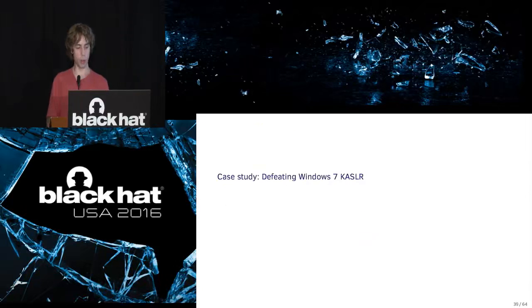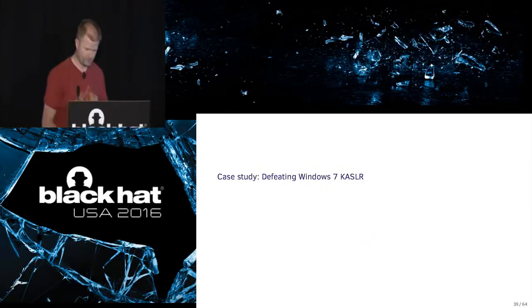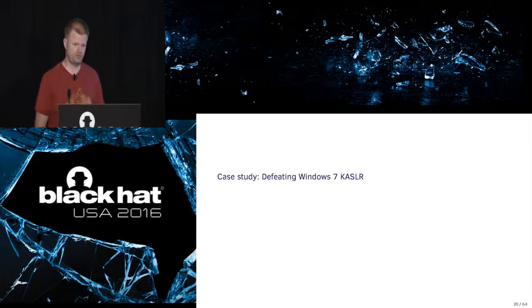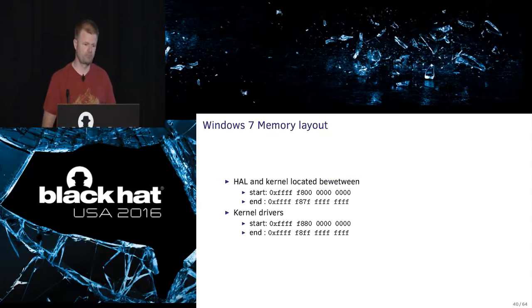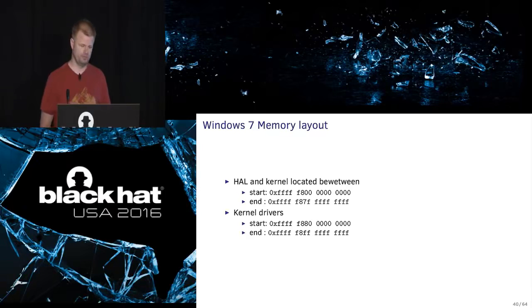Next we talk about defeating Windows 7 KASLR. Here is a case study in how we can actually mount an attack with what we got so far. First we need to notice that the Windows 7 memory layout is pretty fixed. We know that the HAL and the kernel are always located between the addresses where it says start and end, and kernel drivers are located in another region. Where they actually start is randomized, but they are in these regions.